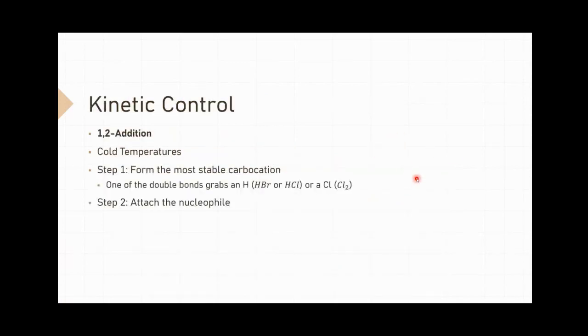So kinetic control is for cold temperatures. The first thing you need to do is form the most stable carbocation. One of the double bonds will grab an H from the reagent, or a Cl if you have Cl2. You can do Br2 as well. Typically, it's going to grab the H first because you want to make a stable carbocation. Once you make a stable carbocation, then you can attach the nucleophile or the rest of the reagent.